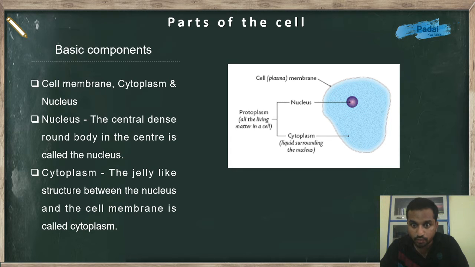And the protoplasm is said to be the living matter of the cell, which is the nucleus and cytoplasm. So basically, the nucleus and cytoplasm together are considered to be the protoplasm, the living matter of the cell, right? When you look at the cytoplasm, it looks like a jelly-like structure that is present in between the nucleus and the cell membrane. You can also call the cell membrane the plasma membrane. So the cell membrane can also be said to be the plasma membrane.